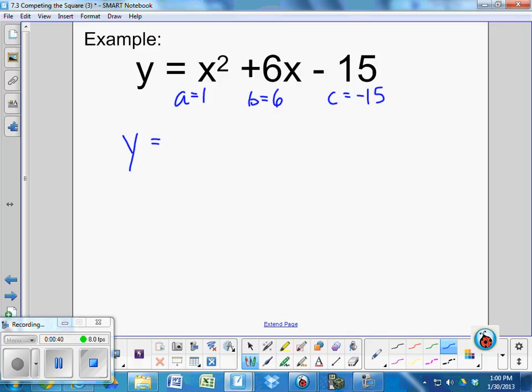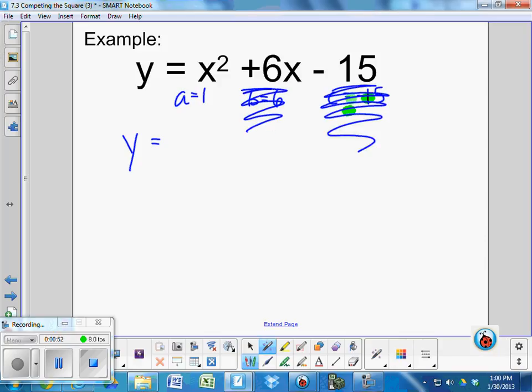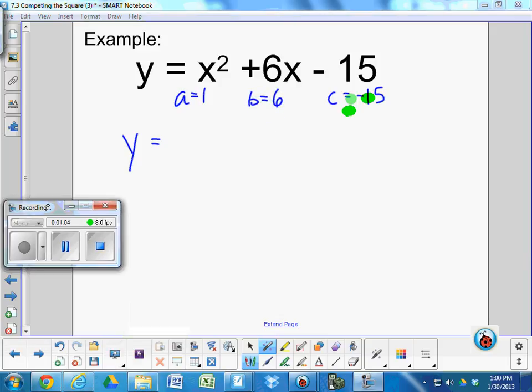Is C half of B squared? Ask yourself that question. Is C, negative 15, half of B squared? What's half of 6? 3. What's 3 squared? 9. Is negative 15 9? No. Okay? So we need to complete the square.